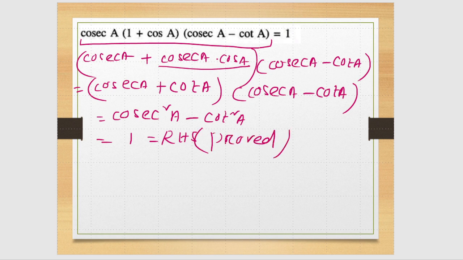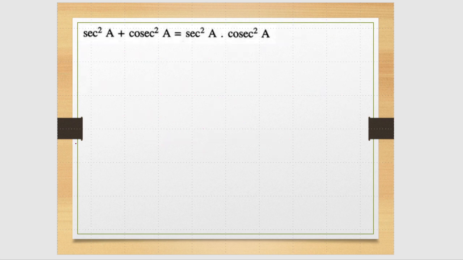So this is your question. You will get only a 2 mark question. You will not get many marks because it contains very few steps. Okay, so now this is the last problem of today's class. Sec²A plus cosec²A equals sec²A into cosec²A. Okay. So now solve the problem. I think here I will not take the LHS. I think I will take the RHS, and I will check whether it comes or not. Okay, so let's check it out.